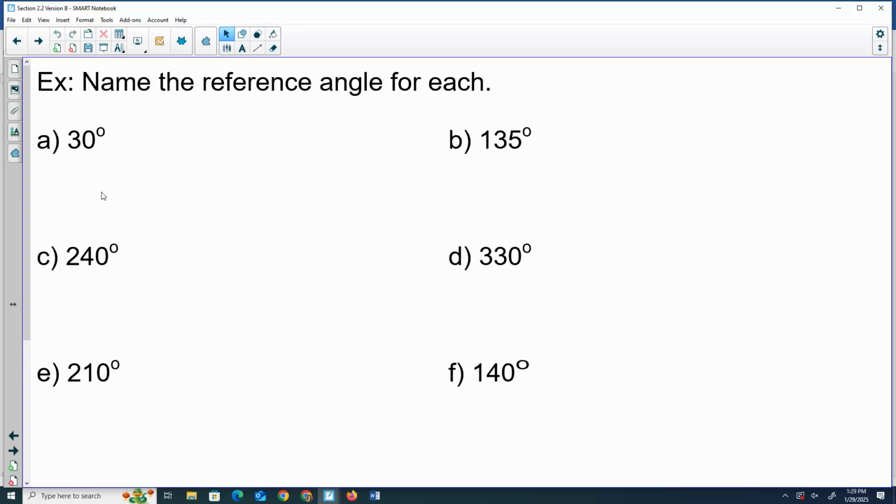So, for instance, if I said 30 degrees, okay, we're talking about angles in standard position, and we know that means the vertex is at 0, 0, the initial side is positive x-axis. If I say 30 degrees, that is just your distance to the x-axis, so that is the same. If it's already between 0 and 90, your reference angle is your angle. That's how far it is to the x-axis.